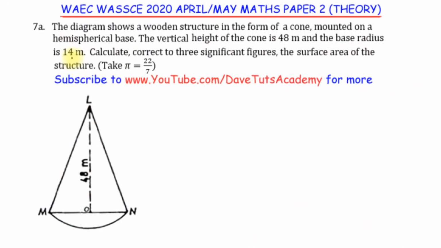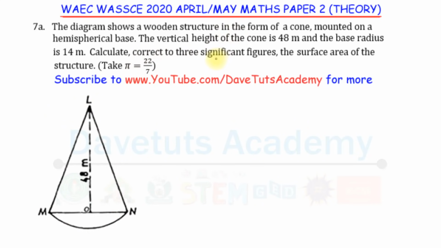Here in this question on mensuration, we are told that this diagram shows a wooden structure in the form of a cone mounted on a hemispherical base. So we need to know that this is a hemispherical base. Then the vertical height of the cone is 48 meters and the base radius is 14 meters. We have to calculate, correct to 3 significant figures, the surface area of the structure, and we can take pi as 22 over 7. So now this is the shape and this is the diagram that we are being given, and we have to actually calculate the surface area of the structure.